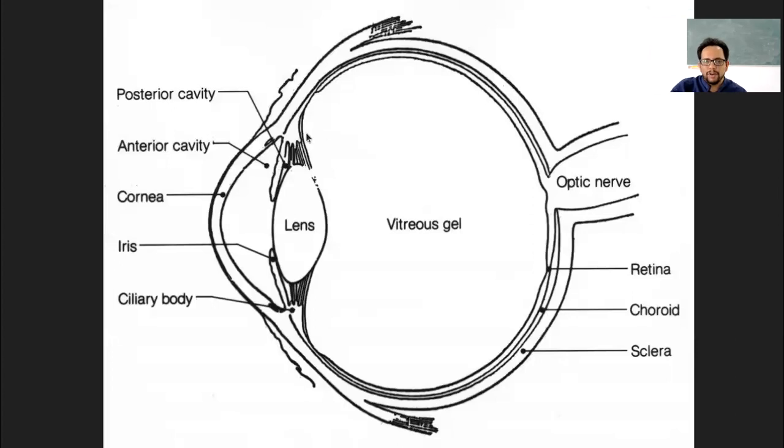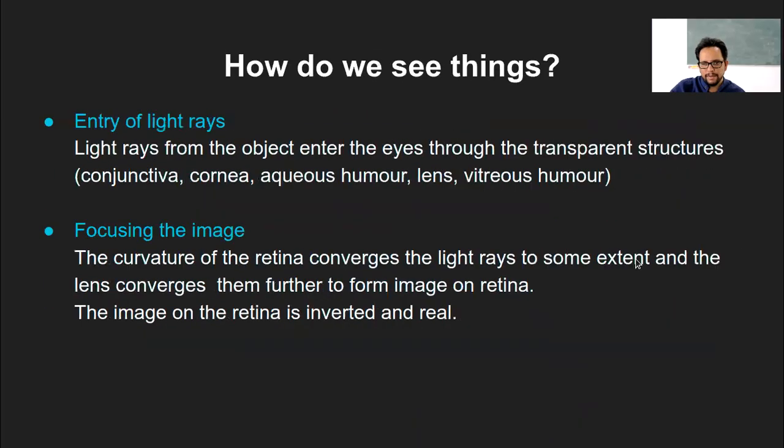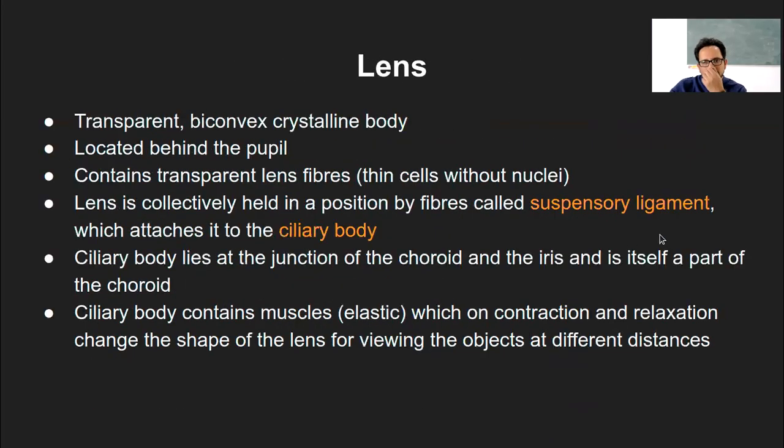And like I said, what you are seeing is the 2-dimension. If you imagine in 3-dimension, the whole of the round lens will be held within the eye structure with the help of the ciliary body as well as the suspensory ligament. Okay, so that was the lens.